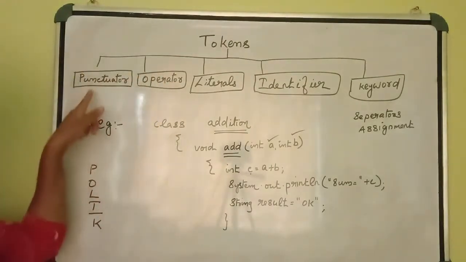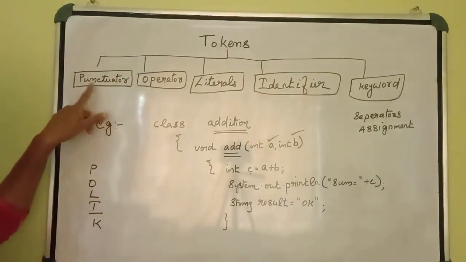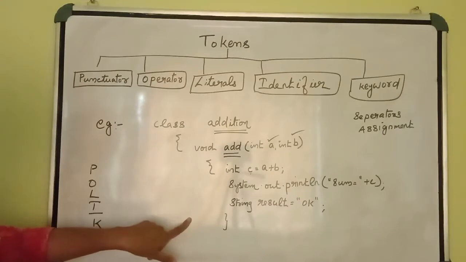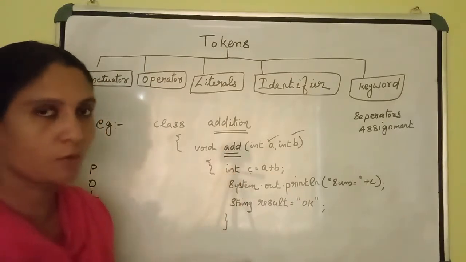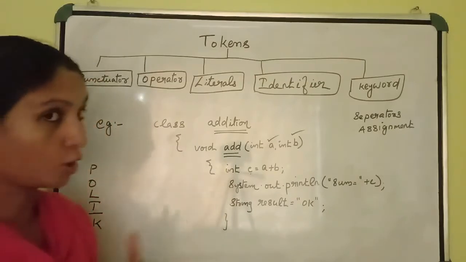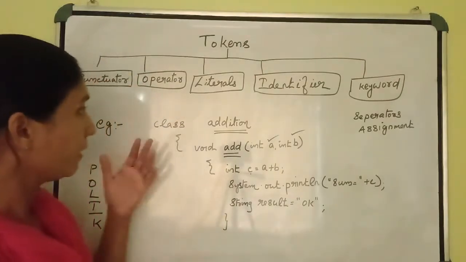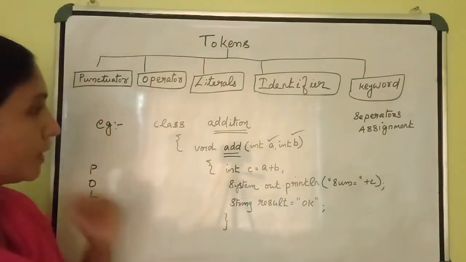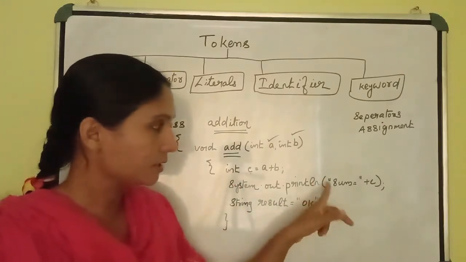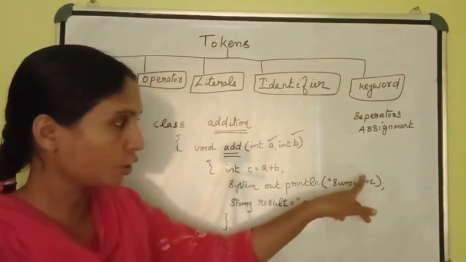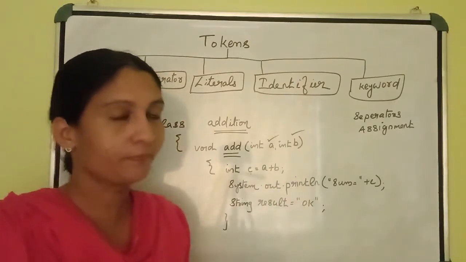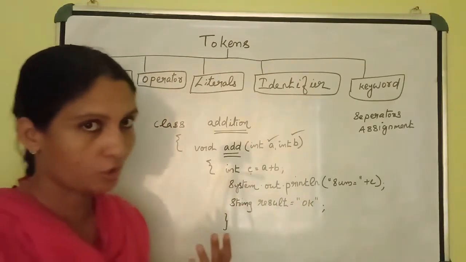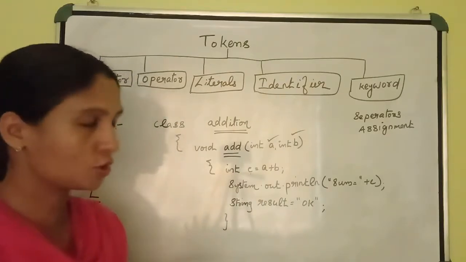Okay. Mainly punctuators. Here I displayed one example. See, one small program. From this program, we all know how to write the Java program, and from this program, we can identify the punctuators. What is a punctuator? See, here I used a double inverted comma. This is called a punctuator. Okay, and a single inverted comma. These are the different types of punctuators.